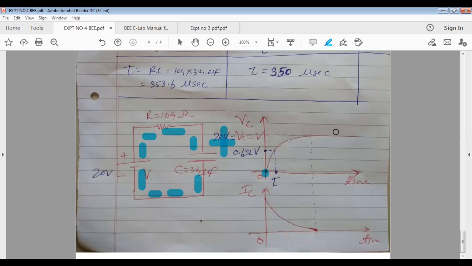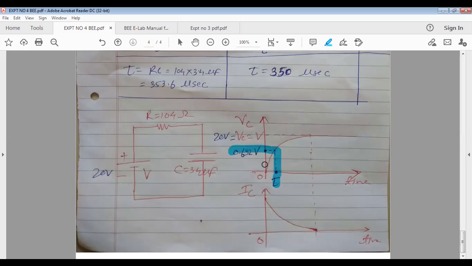The formula you have also seen in theory: VC is V into (1 minus exponential to the power minus t by RC), and the instantaneous value of current during charging is V by R into exponential to the power minus t by RC. This you have studied in the first unit of BEE, the last topic. And tau also you have learned there. Tau equals R into C, the time constant.